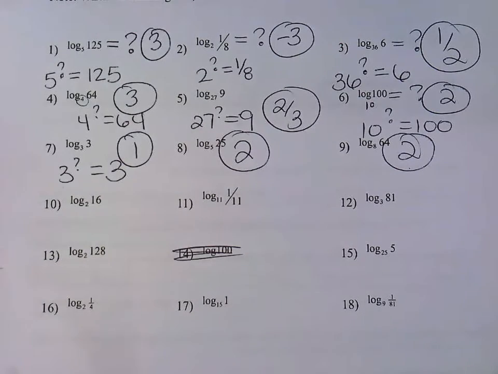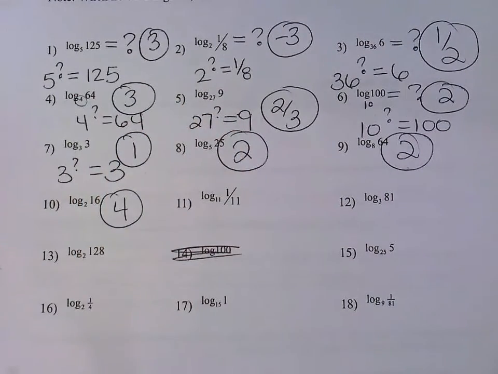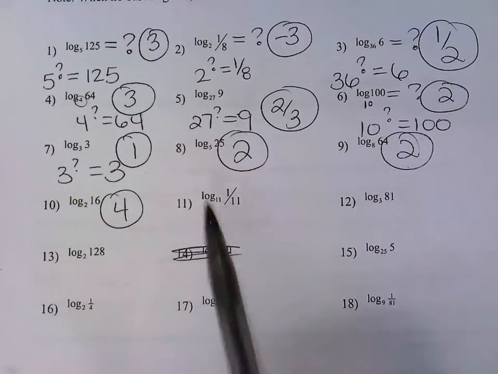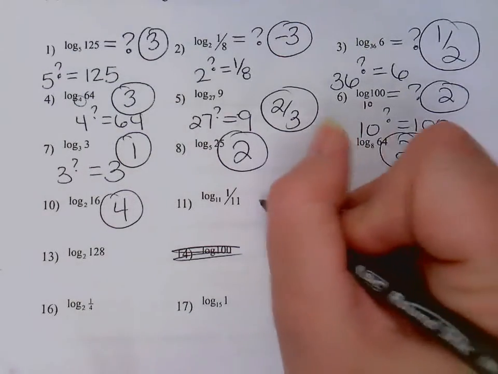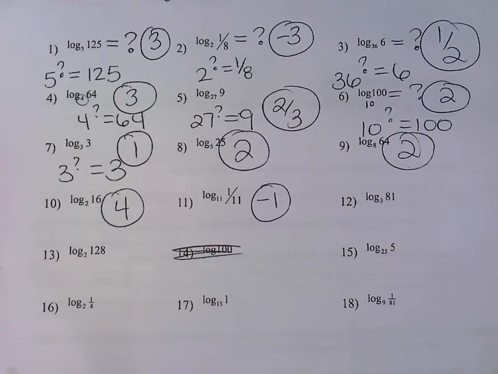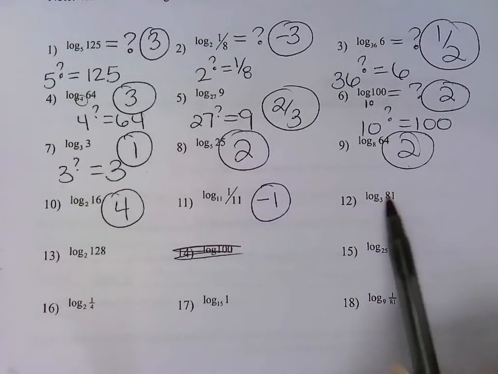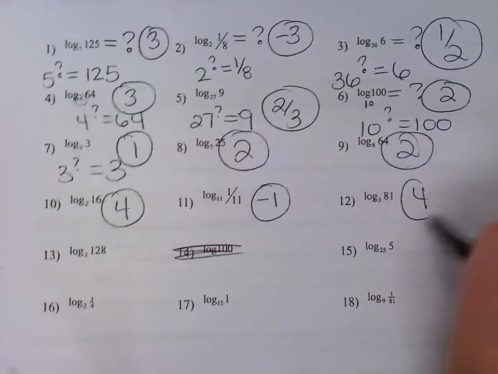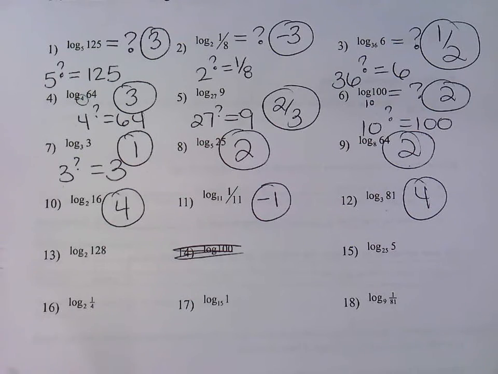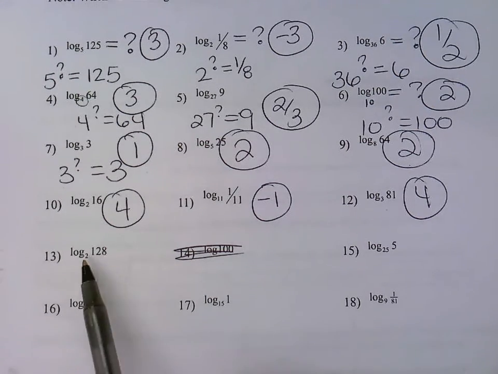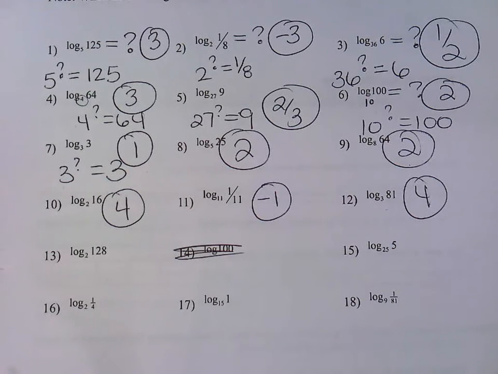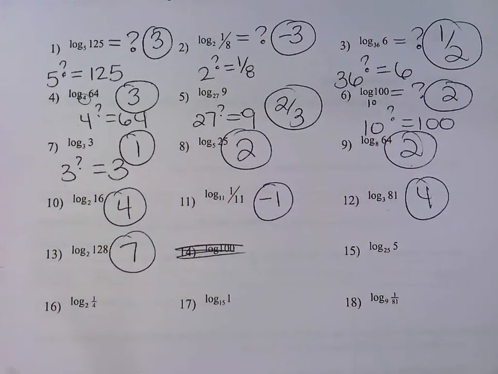2 to what power will get you back up to 16? 2 to the 4th. Yes, 2 times 2 times 2 times 2. How do I go from 11 to 1 over 11? -1, right? Flips it over but keeps it the same number. This one you might need a calculator for, right? It's 3 to the 4th power is 81. Did you figure this one out? How do I get from 2 to 128? You count them on your fingers. I think it's actually 7. 4, 8, 16, 32, 64, 128. So it's the 7th power, 2 to the 7th.